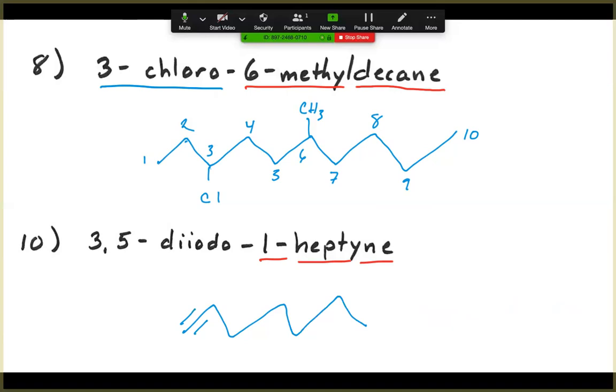So we have our 1-heptyne, and then I see that I have 2 iodines, so diiodo, and one is at the 3 position, the other is at the 5. So I have my 1, 2, 3 iodo, 4, 5 iodo. And I'm done. 3,5-diiodo 1-heptyne.